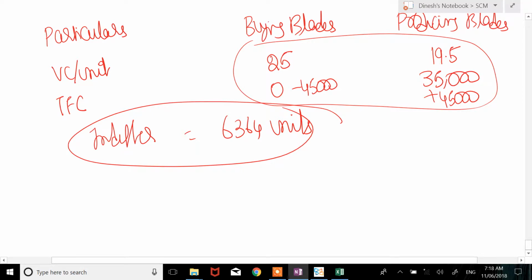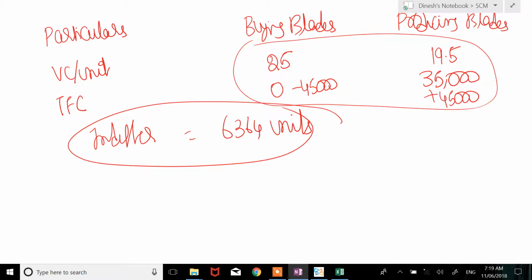Because if I start buying blades, I would have leased out the facility to someone else and would have earned an income of 45,000. So when you buy blade, your variable cost is 25 and fixed cost is minus 45,000. Why minus 45? Because you are going to earn income rather than spending. Either add 45 to the producing blades part or subtract 45 from buying blades, only one. You cannot do both. Either consider it as an opportunity cost or consider it as an income. One of the two approaches.